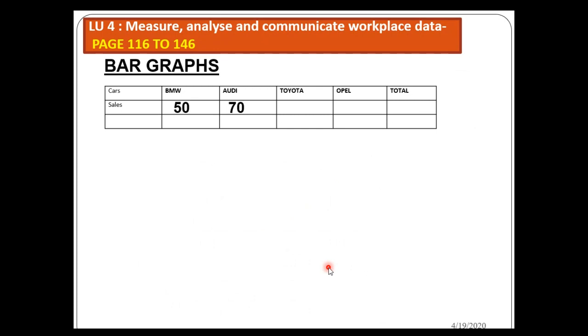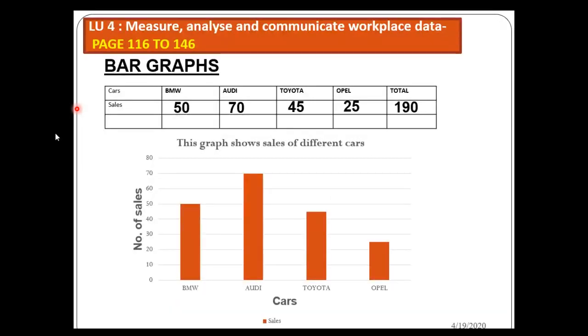Can you see I've got for BMW, sales of 50, and as you can see, this is the information that I used before. So we can use this information in order for us to compile a bar graph. A bar graph looks like this. Can you see now? It deals with quantitative data. In other words, it deals with quantities.